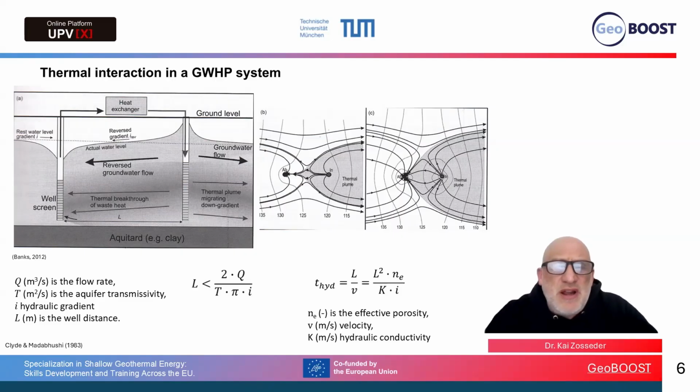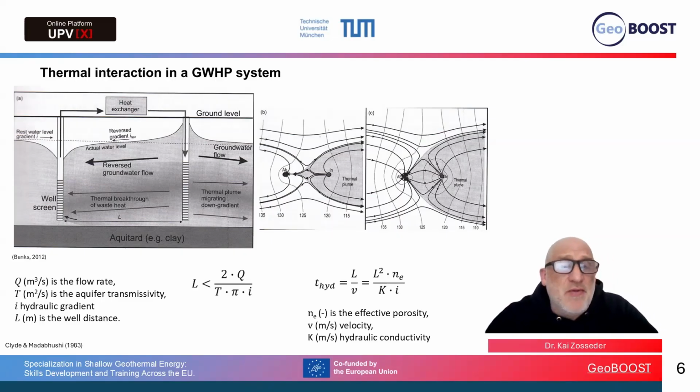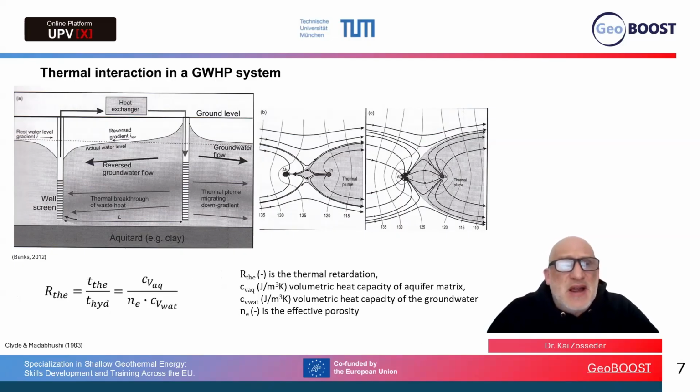You can also calculate the time needed until you see the interaction of the wells. This also depends on the flow velocity and on the effective porosity, because these control the groundwater velocity. A quite interesting fact is that the thermal plume may be a little slower than the water volume which interacts. So you see a hydraulic influence of your wells, but don't see a temperature change in the production well.